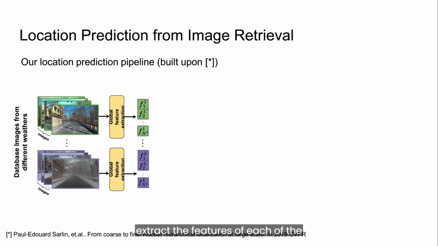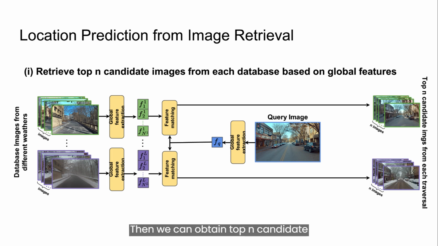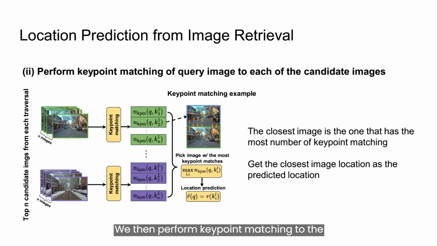We can first extract the features of each of the images in the database. Given a query image, we also extract its feature and perform a global feature matching with the database images. Then we can obtain top-N candidate images. We then perform key point matching to the candidate images. We define the closest image to be the image with the most number of key point matches.